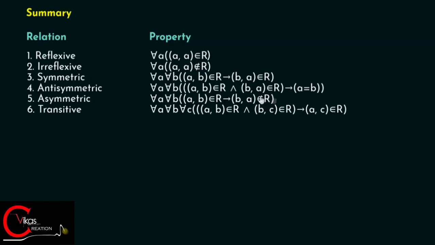And in case of transitive relations, we have this property, that is for all a, for all b, for all c, (a, b) belongs to R and (b, c) belongs to R implies (a, c) belongs to R. As simple as that, right? So these are all the different types of relations we have. Total 6 types: reflexive, irreflexive, symmetric, antisymmetric, asymmetric, and transitive. We must always remember what these relations are.